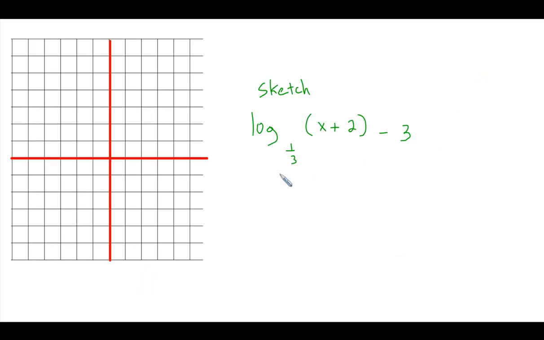Okay, so let's say we need to sketch log base 1/3 of x plus 2 minus 3. The first thing I notice is the base is 1/3. If the base is 1/3, and there's no reflection or anything like that, I know that my graph at the end should look something like this. Now let's find our vertical asymptote. If this is a +2, that means we have to go to the opposite of that.